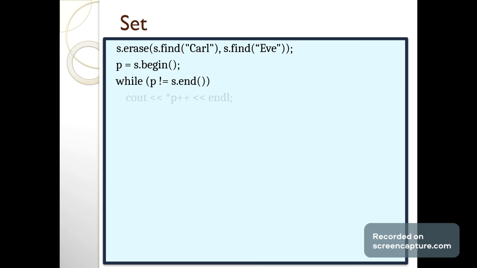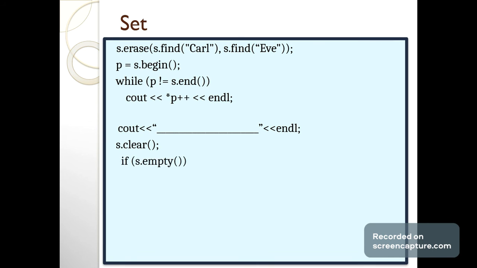Now again I am displaying the values, and then I am clearing my entire set, which means I am using clear. Even Fred will be removed if I am using the clear operation, and then it checks whether my set is empty. If it is empty, it will write set is now empty, and if it is not, it is not going to give you anything. So this is the entire program which we have seen.